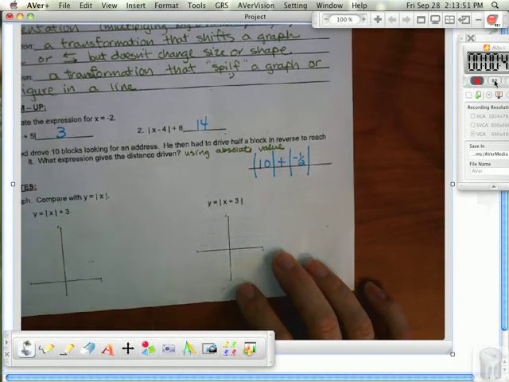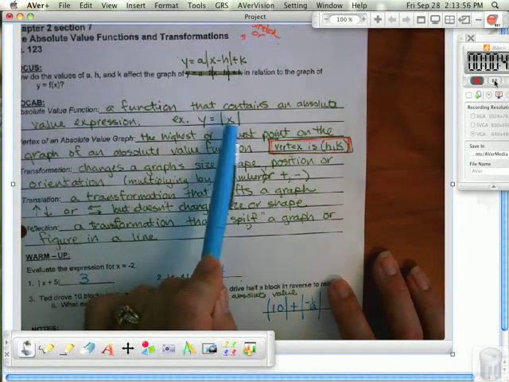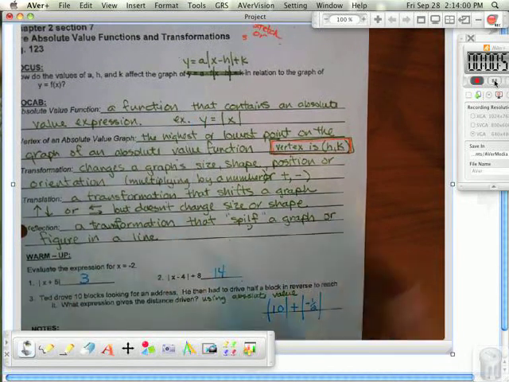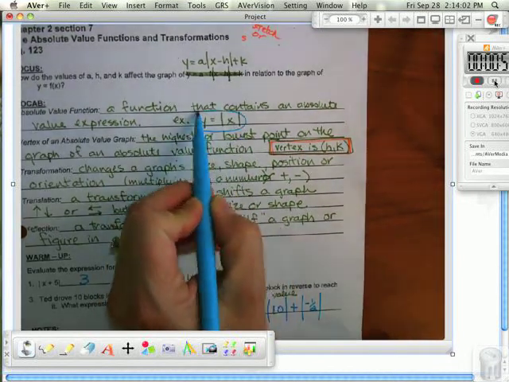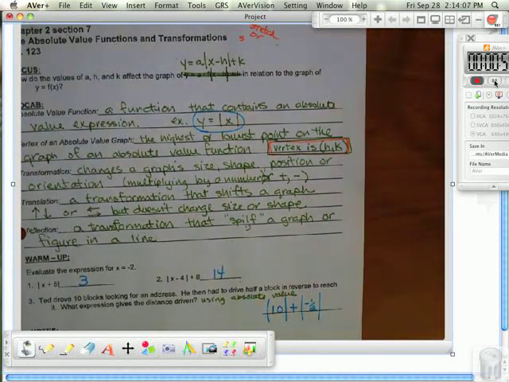Okay, let's take a look at this real quick. Absolute value is a function that contains an absolute value expression. So let's talk about this right here. Anybody have any idea what the graph of that might look like? Why, Dom? Why is it a V? Let's think about this. Isn't the absolute value, all the y values are going to be positive, aren't they? Yes? No? Maybe?